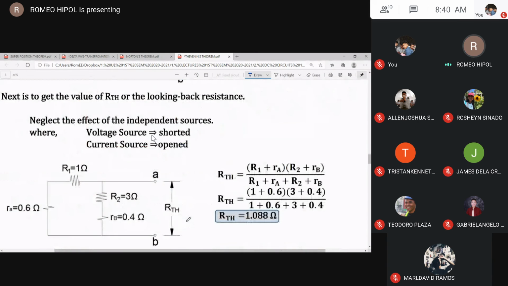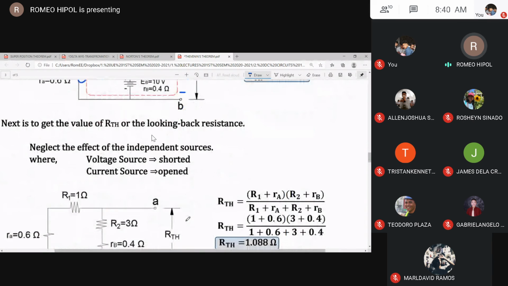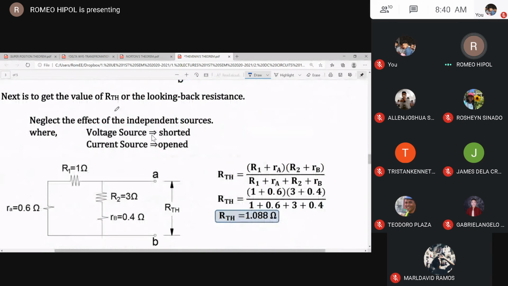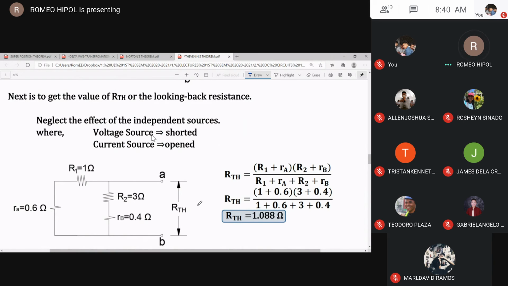Okay. We have the Thevenin's voltage. Next is to find the equivalent Thevenin's resistance or the looking back resistance. In finding the looking back resistance, we have to neglect the effect of the independent sources, such as the voltage sources and the current sources. So all voltage sources must be shorted and the current sources must be open. Naintindihan? When we say shorted, i-close mo lang.